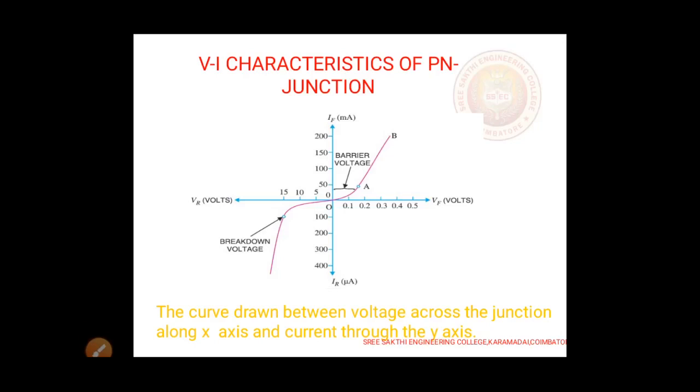In reverse biasing, the potential barrier is increased. When we increase the reverse bias voltage beyond a certain value, that value is known as the breakdown voltage. Here, when we increase the reverse bias voltage, the reverse current increases gradually.